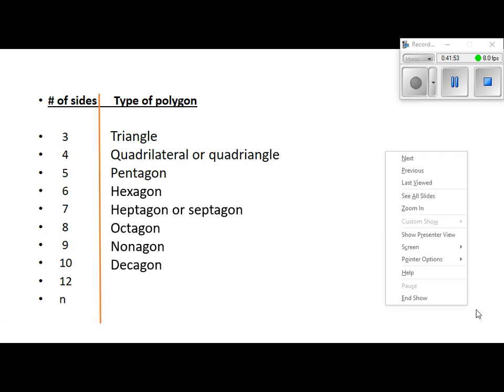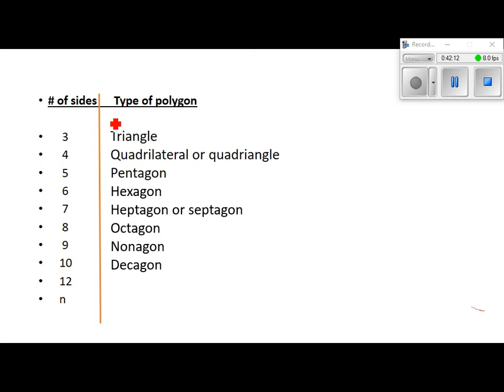12-sided. Anybody have a guess? I feel like I know it, but I don't remember. Decahedron. That's 10. The only reason I put this on here, these are the ones you have to know the names for.